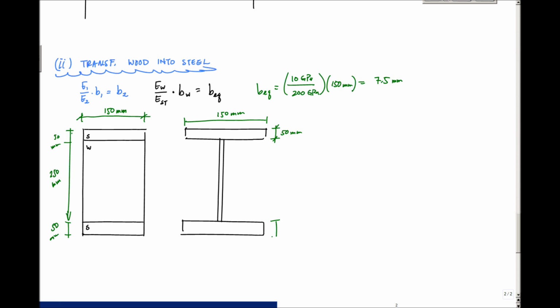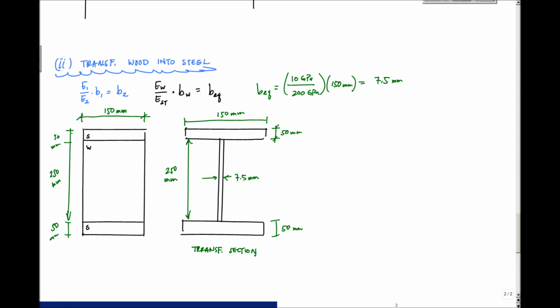Same here, this is still 50 millimeters. And this width right here is 7.5 millimeters right here. And the interior dimension right here is 250 millimeters. And this is my transformed section. And again, the key is the height did not change because we cannot alter the strain profile. So the only thing that we can modify of these areas is the width. Okay.